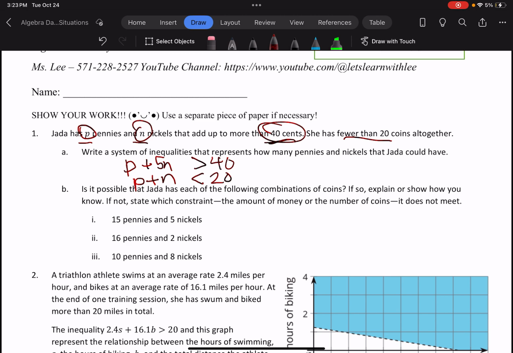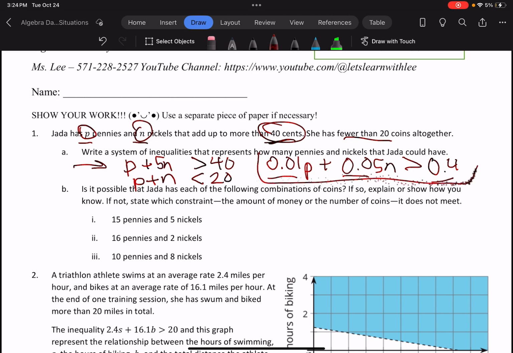Now, you can also write this as 0.01P plus 0.05N is greater than 0.4, right? Because if you want to put it in terms of dollars, you can write it that way. Or you can write it in terms of total cents, 40 cents. You can leave it as such. These are equivalent because if I were to multiply this whole thing by 100, it would be 1P plus 5N is greater than 40. Okay?